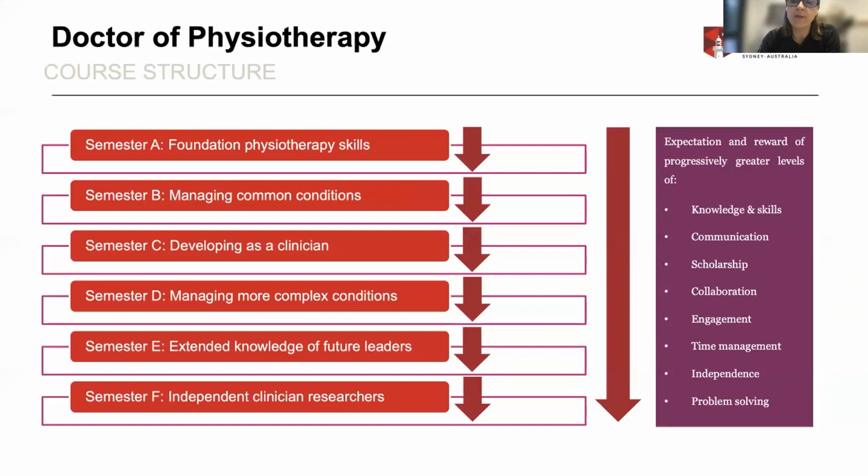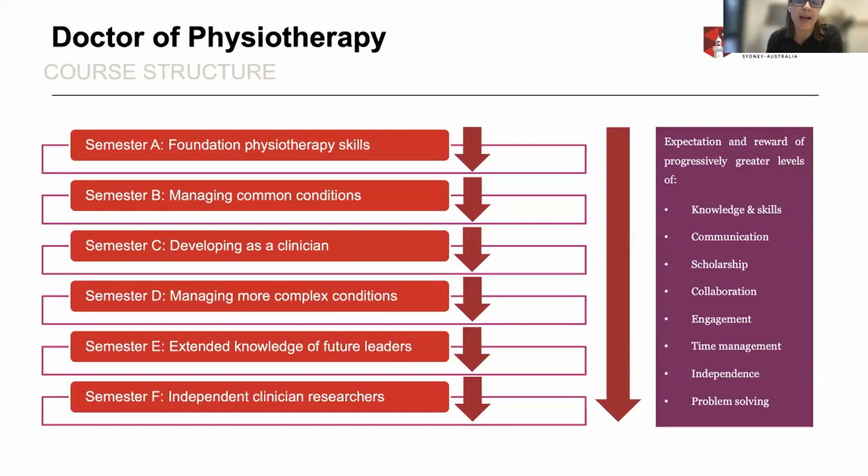The structure of the Doctor of Physiotherapy is that it's a 3-year full-time extended master's. What that means is that the extended master's makes up the 3rd year. A typical master's is 2 years. As a physio, you can do an undergraduate degree, a standard master's, or a Doctor of Physiotherapy, which is an extended master's.